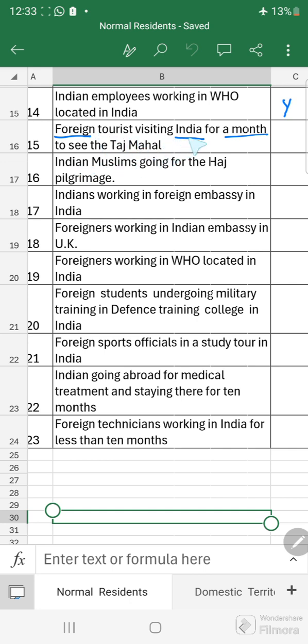So all the categories are there, which tells us that they are not normal residents of India. Next is Indian Muslims going to Hajj on a pilgrimage.